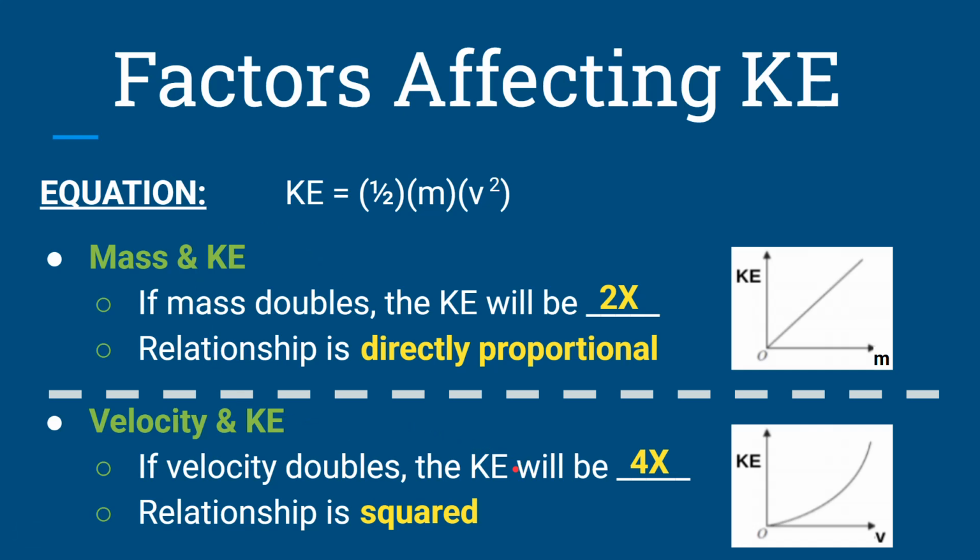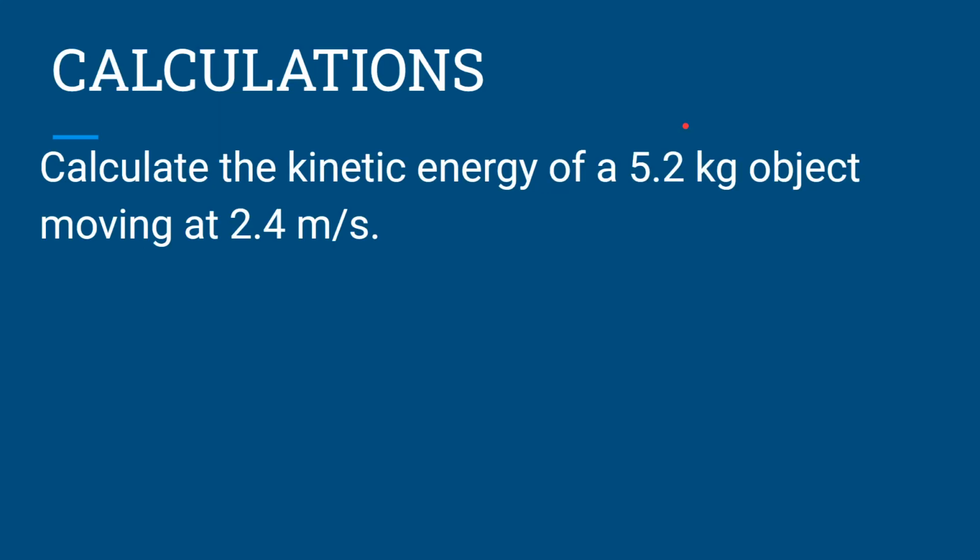And again, you can copy these 2 examples down. But these are your factors that affect kinetic energy. They're the 2 terms in the equation, mass and velocity. All right, let's try an example calculation.